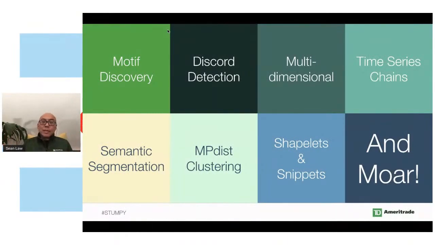Obviously, you can do many different things, whether it's motif discovery or discord detection. We talked about computing multidimensional matrix profiles. We also demonstrated time series change and semantic segmentation. But you can even perform clustering. You can also do shapelets and something called snippets. You can read up on that or ask me for more details. There's just a lot more things you can do, and check out the GPU version as well.